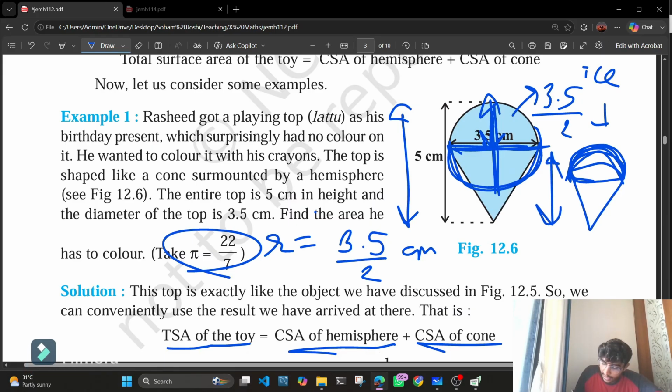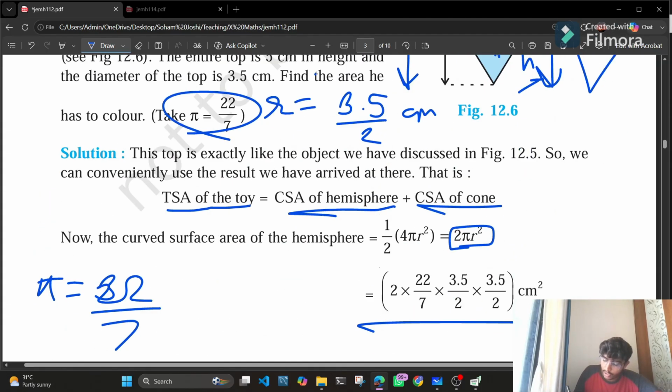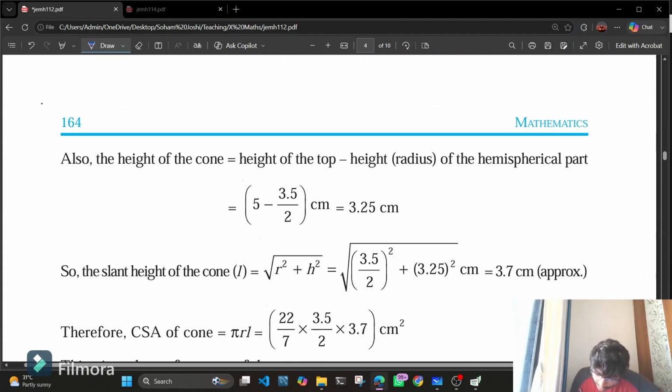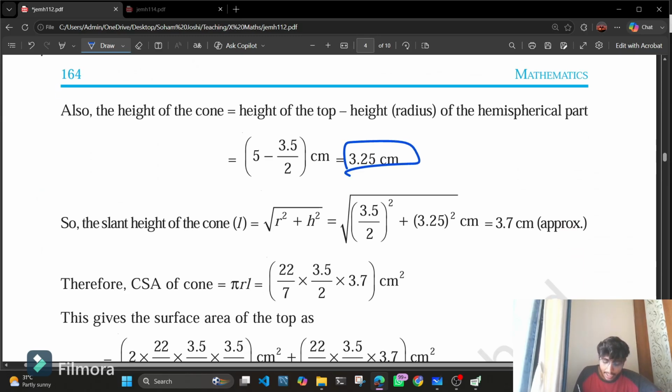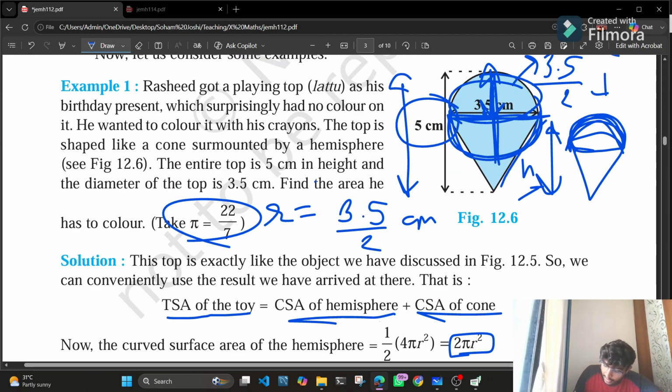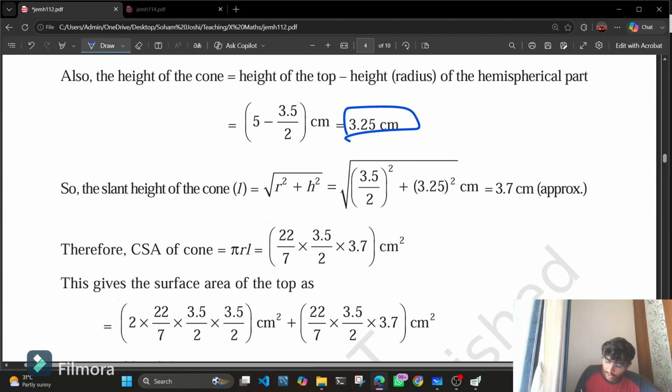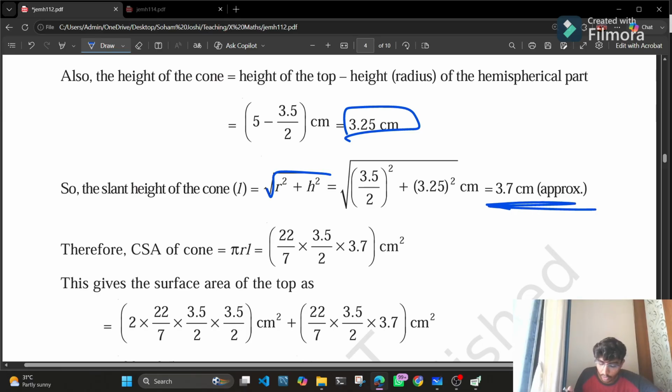Now we want to find the height of the cone, this height. If we subtract the height of the hemispherical part from the total height, we get the height of the cone, that is small h. So 5 minus 3.5 upon 2 centimeters is equal to 3.25 centimeters. Now they want to calculate the slant height of the cone, which is basically this height. The formula for the same is under root r square plus h square, where r is the radius of the cone and h is the height of the cone. Substituting all the values, we get approximately 3.7 centimeters as the slant height of the cone.